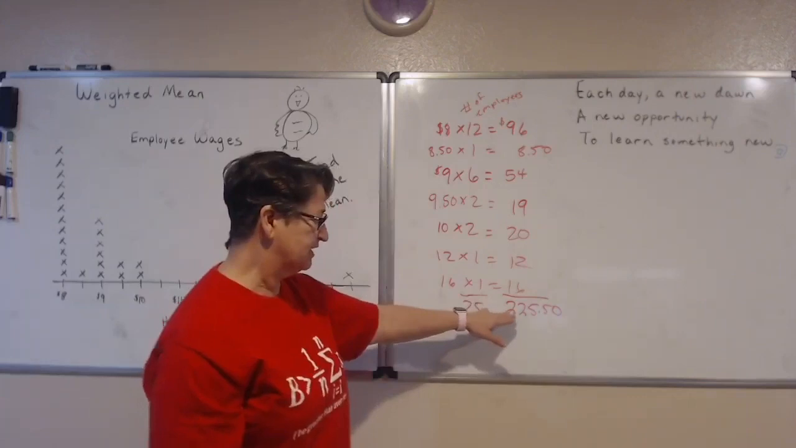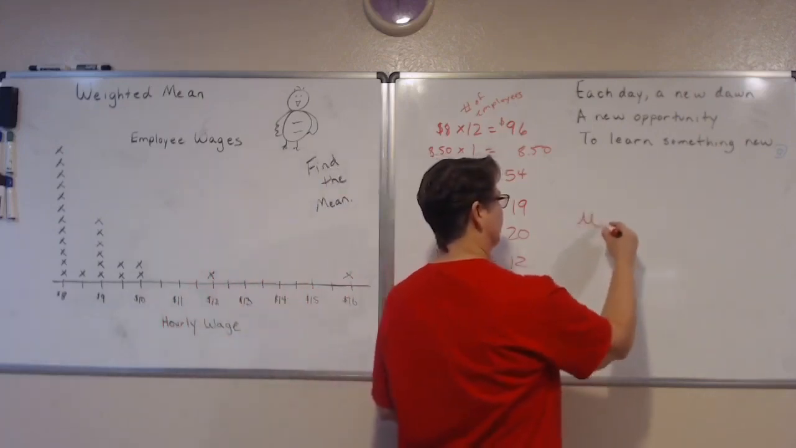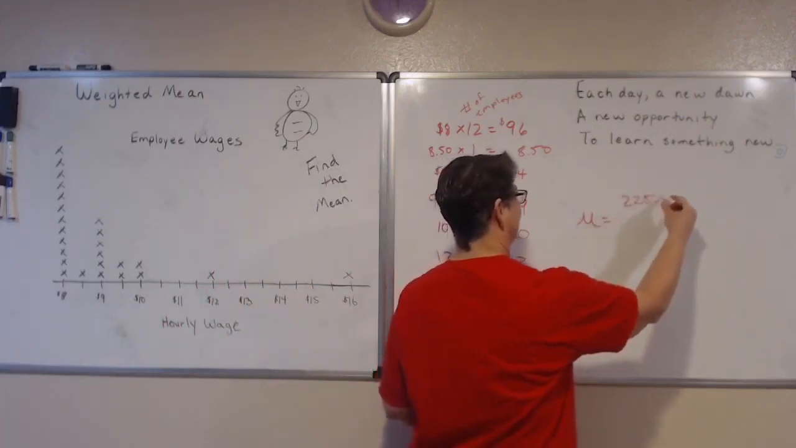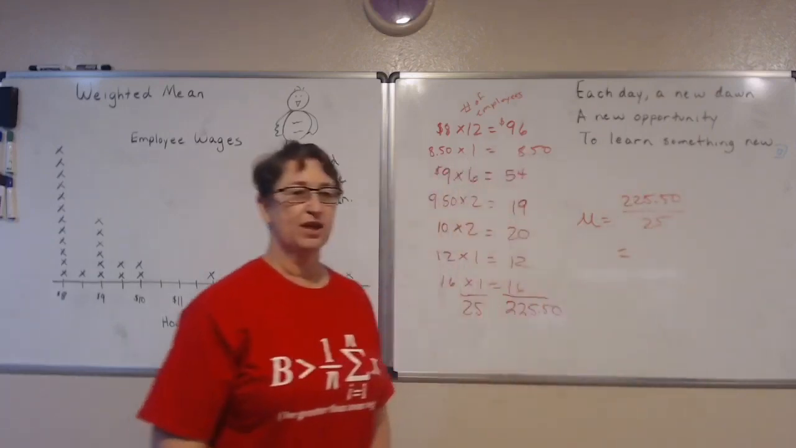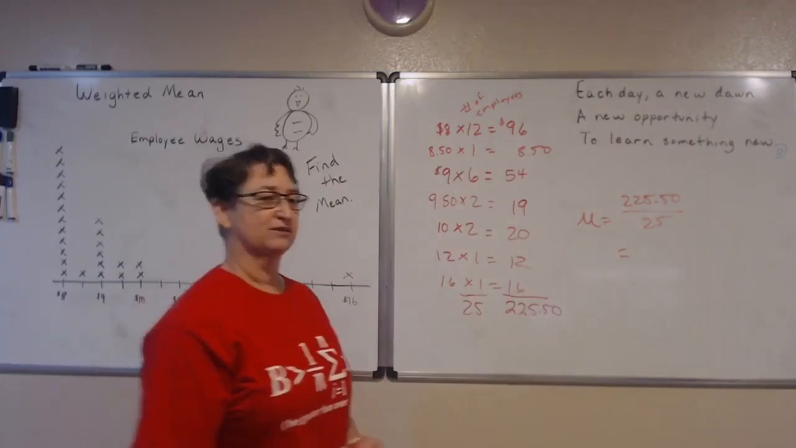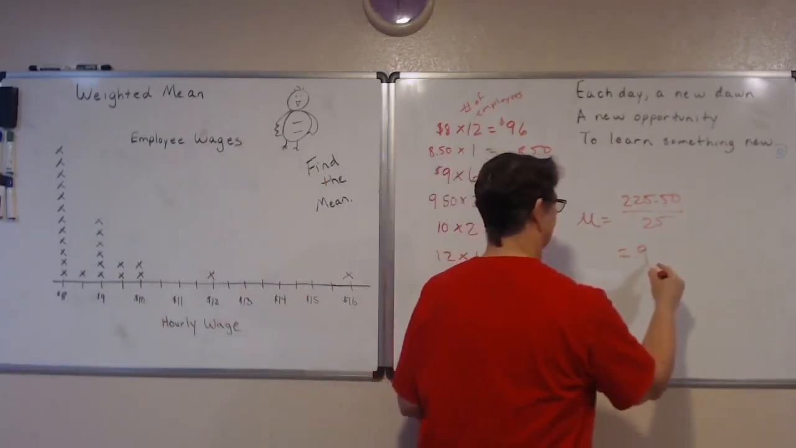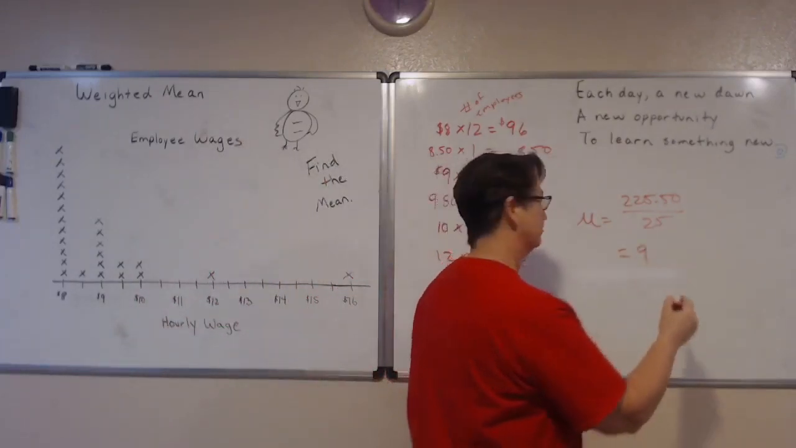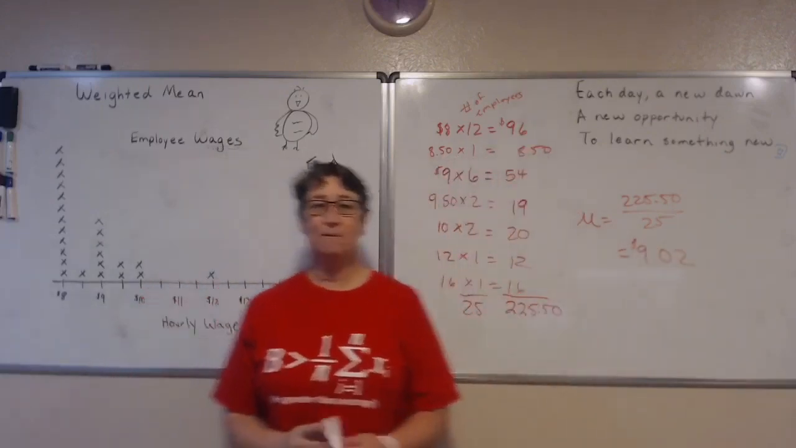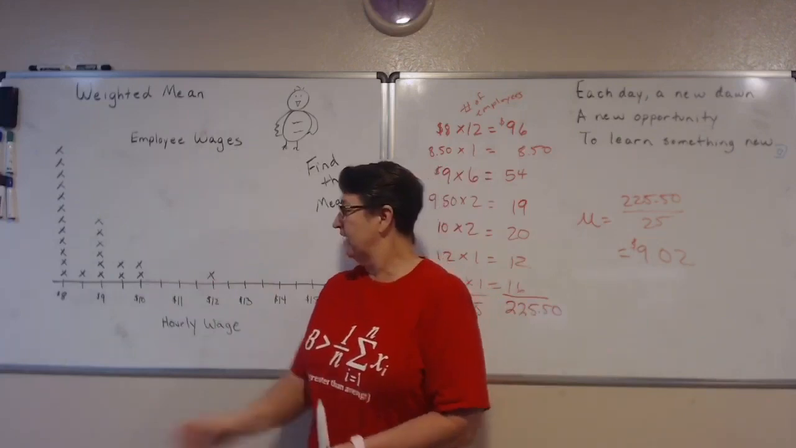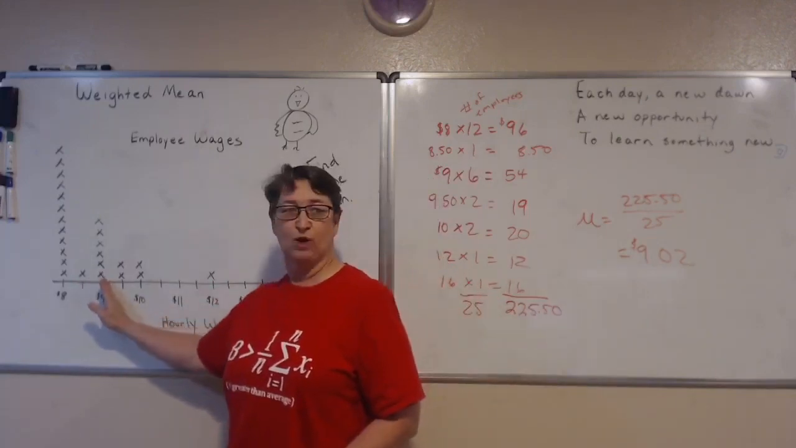So I'm just going to take this 225.50 and divide by 25. And again, I'm totally trusting Ann Kara that it is $9.02. Which makes sense, right? That makes sense that it would be pulling to the right just a little bit.